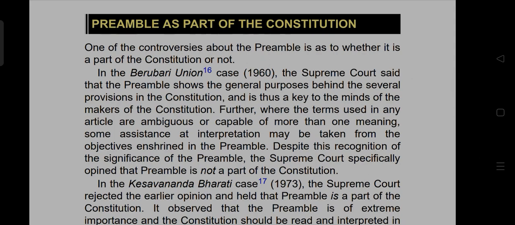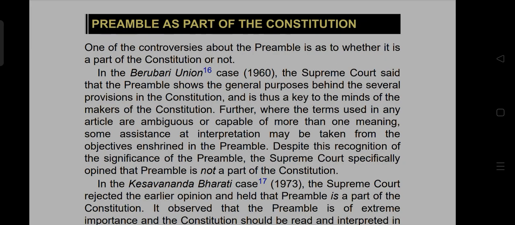Preamble as a part of Constitution. One of the controversies about the preamble is as to whether it is a part of the Constitution or not. In the Berubari Union case 1960, the Supreme Court said that the preamble shows the general purpose behind the several provisions in the Constitution and thus is a key to the minds of the makers of the Constitution. Further, where the terms used in any articles are ambiguous or capable of more than one meaning, some assistance of interpretation may be taken from the objectives enshrined in the preamble.